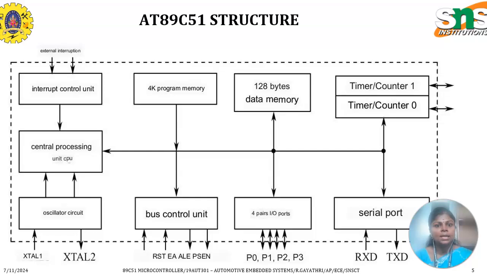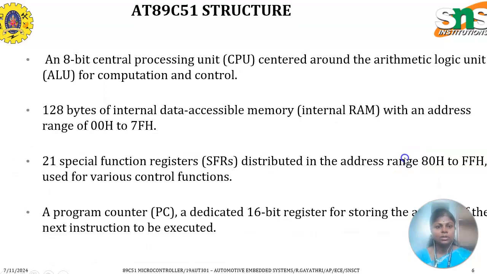In the 89C51 structure, it has an 8-bit central processing unit and an interrupt control unit, which is connected to the external interrupts. The oscillator circuit has 2 pins, XTAL1 and XTAL2, and there is a bus control unit connected to 4 pins. It has 4K program memory and 128 bytes of data memory, and 4 input-output ports P0, P1, P2, P3, a 16-bit timer and counter unit, and a serial port connected to the transmitter and receiver circuit.